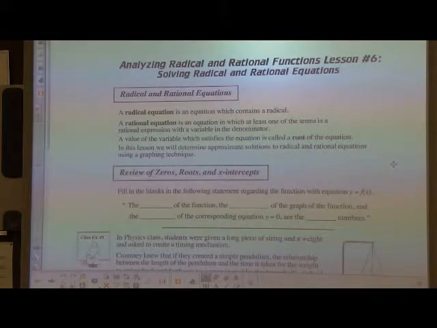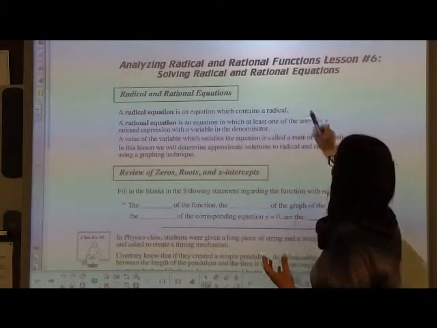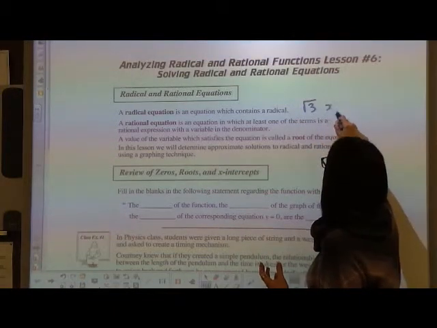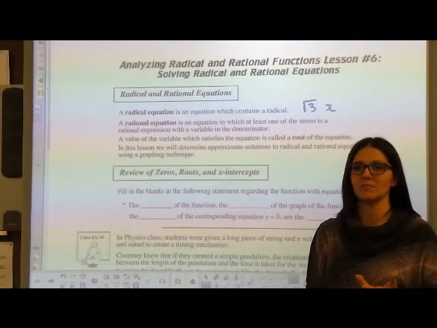So a radical equation is an equation that contains a radical. And when it says contains a radical, it means that the variable is underneath the radical. Okay, so having the square root of 3 times x is not a radical function.